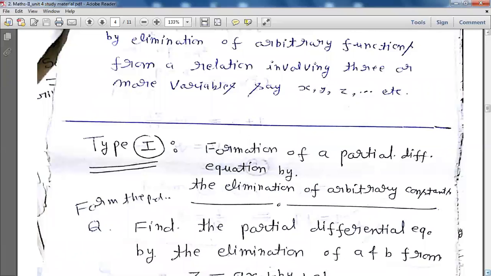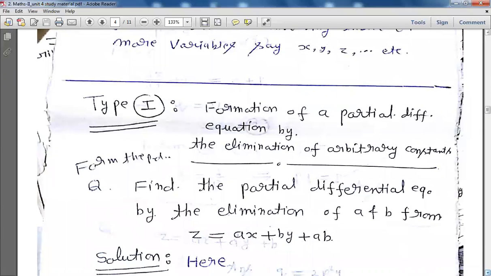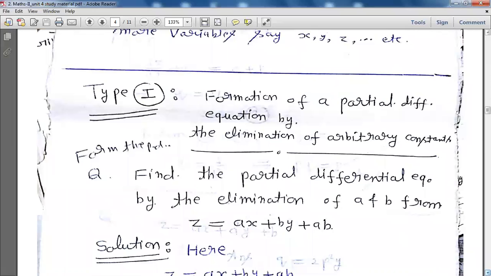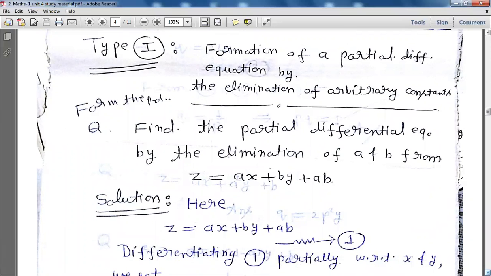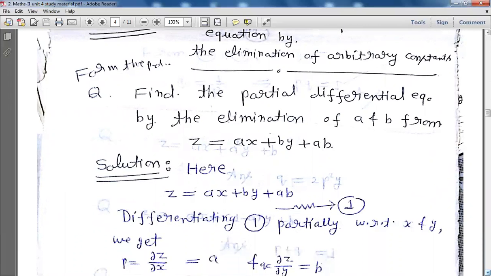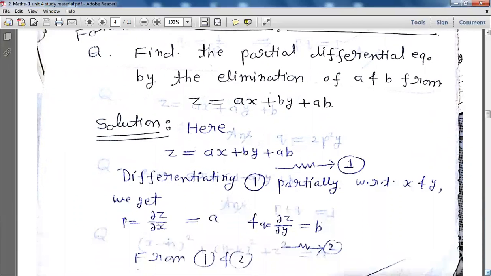Now we shall use the first method. The first type is formation of the partial differential equation by the elimination of arbitrary constants. The first problem is: find the partial differential equation by the elimination of a and b from the relation z equal to ax plus by plus ab. Solution: we have to form a partial differential equation by elimination of arbitrary constants.